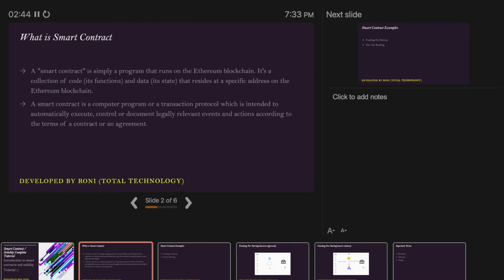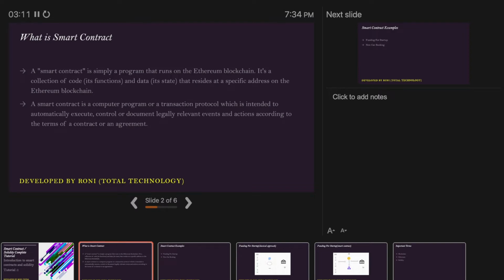So what is a smart contract? A smart contract is simply a program that runs on the Ethereum blockchain. It's a collection of code, its functions, and data, its state, that resides at a specific address on the Ethereum blockchain. All of this probably sounds like Hebrew, so you guys are not able to understand what I'm saying. These things are actually definitions from the wiki.